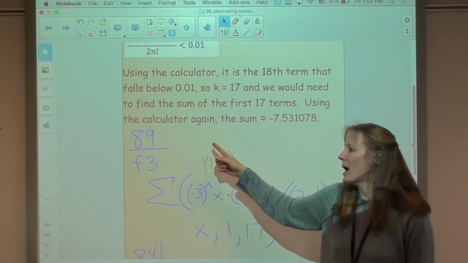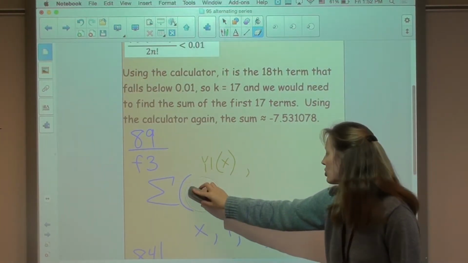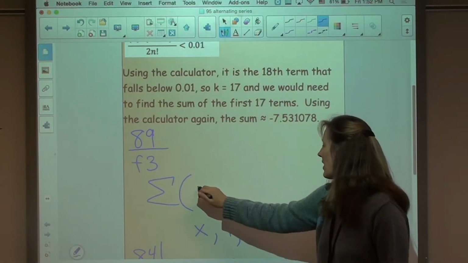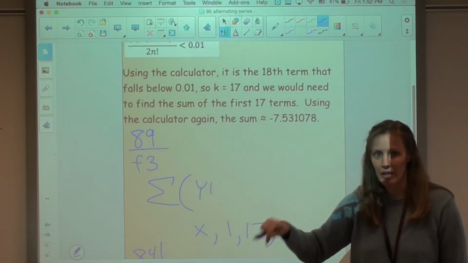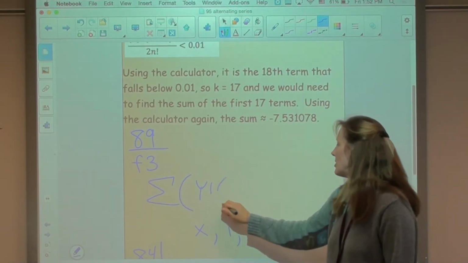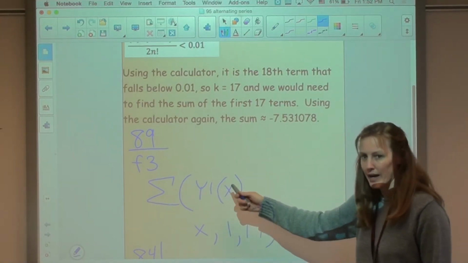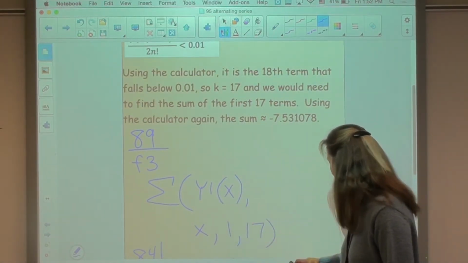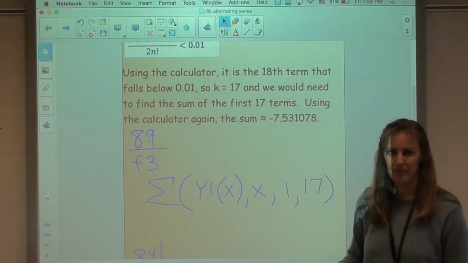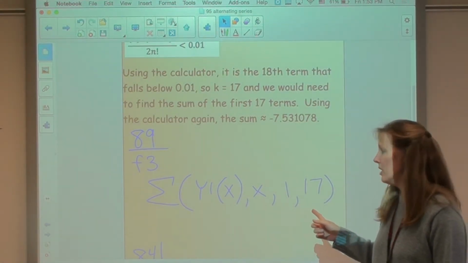By the way, if you have the function already typed in Y1, which you should, on an 89, to pull your Y1 value down you literally type the letter Y and the number 1. You don't have to go to vars. You have to type it in function notation, so Y1 of X, then comma X, comma 1, comma 17. This is on the 89.